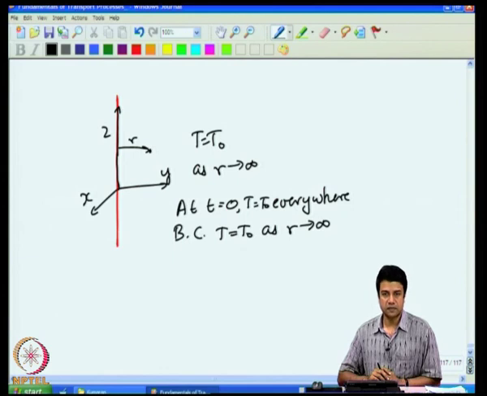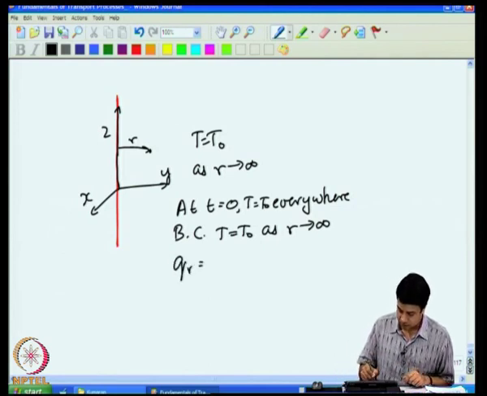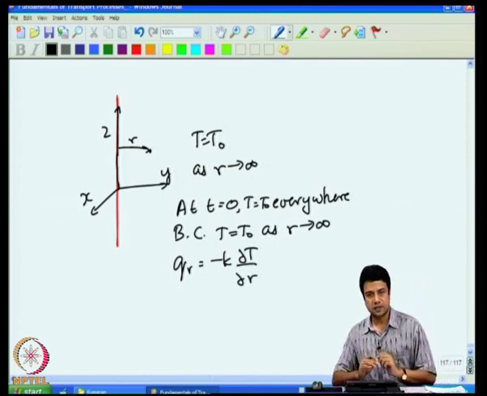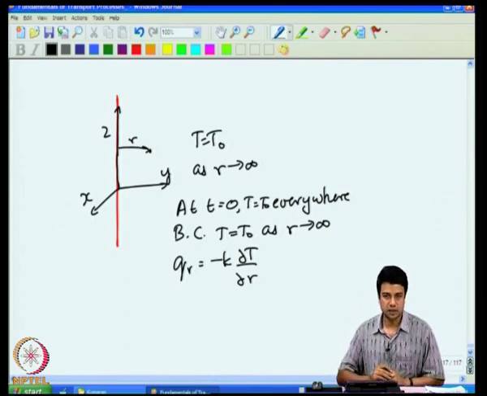At the surface of the wire itself, the heat flux coming out is the thermal conductivity times the derivative of the temperature: q r is equal to minus k dT by dr. So, that is the heat flux that is coming out. If I had some temperature profile with a gradient at the wire itself, this would give me the heat flux that is coming out.